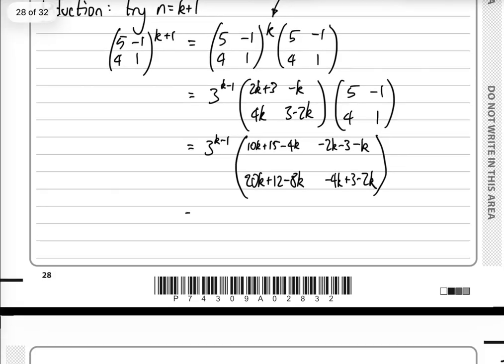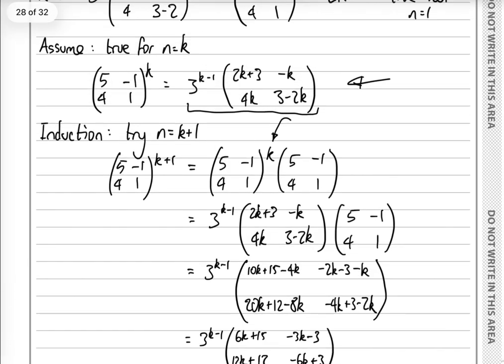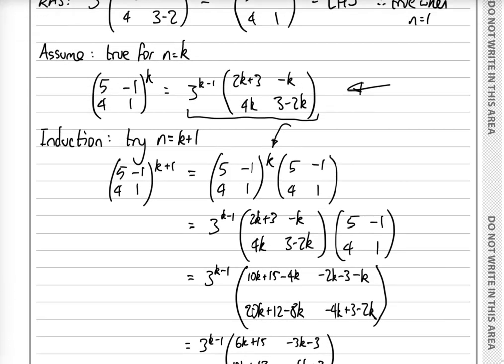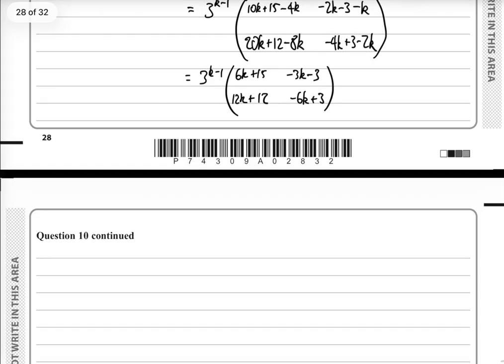Tidying this up a little bit, we get 6k plus 15, minus 3k minus 3, 12k plus 12, and minus 6k plus 3. Now what we need is for this to look like what we had here, but with a k plus 1 instead of a k. So all the manipulation that follows is aimed at doing that. So we need a 3 out the front, because if I put a k plus 1, this should become a k, not a k minus 1.